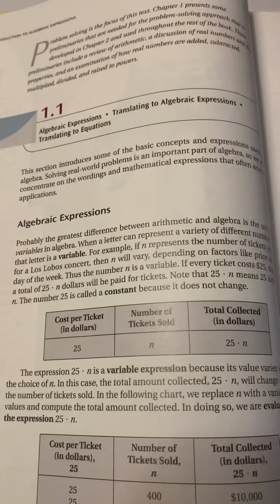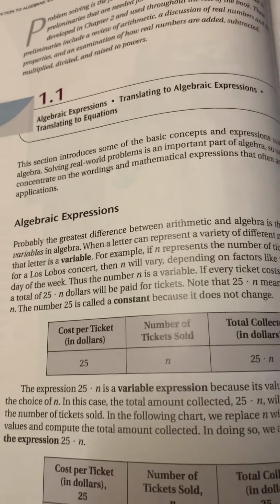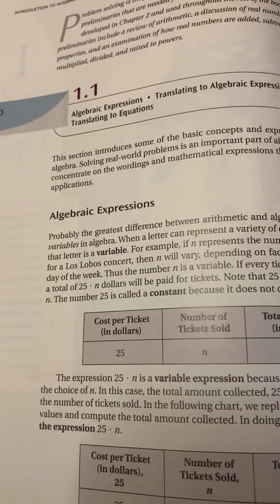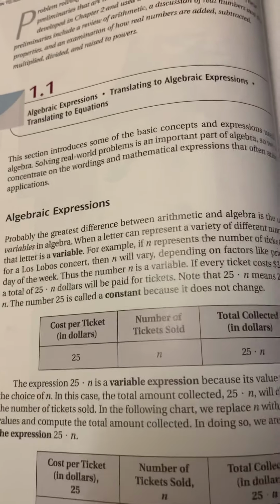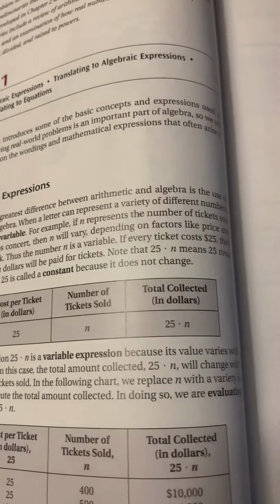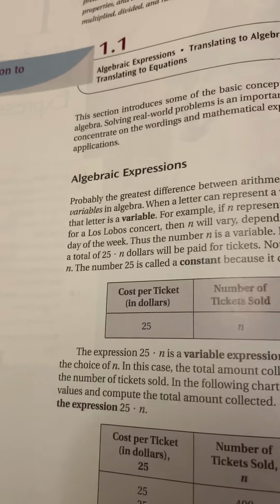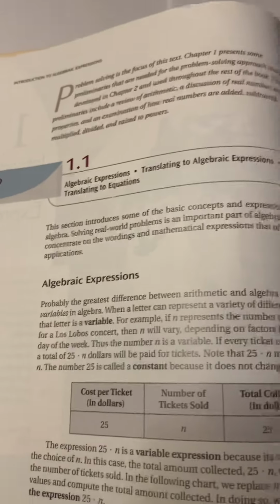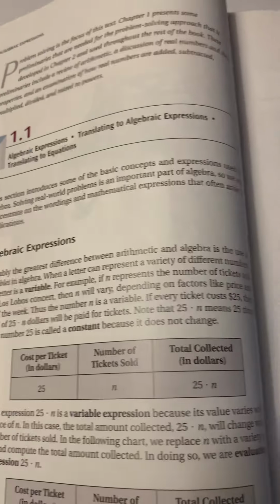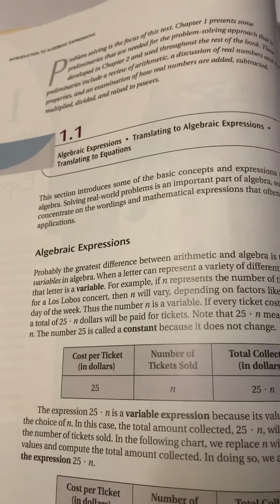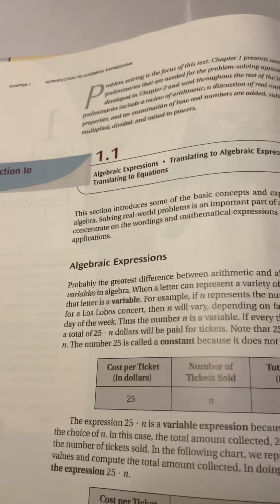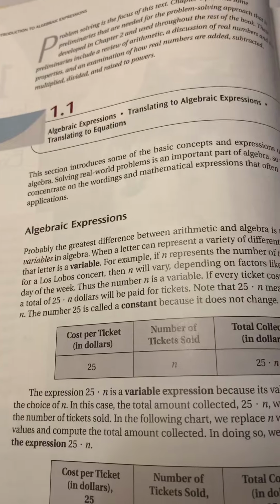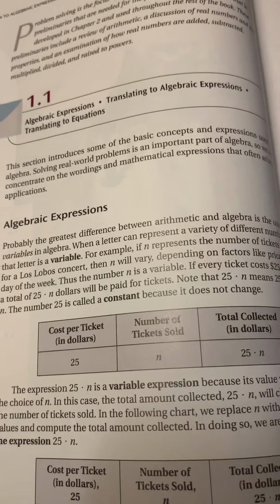Now the expression 25 times N, or as we often say it in algebra, 25n. So the expression 25n is a variable expression because its value varies with the choice of n. A variable expression contains a variable, which is a letter standing for something else. It says the choice of n because remember, the n can change. At one point, it may be 25 tickets sold. Another point, it may be 14 tickets sold.